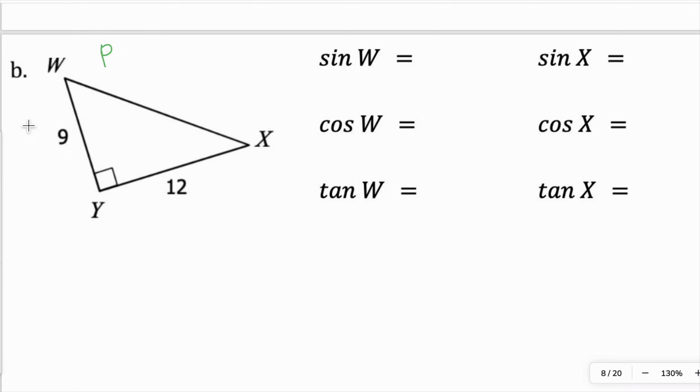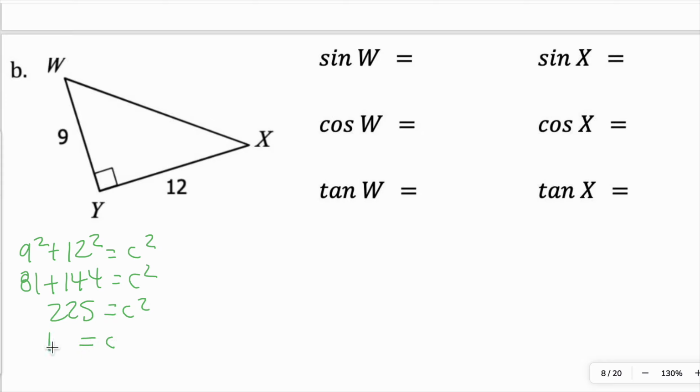All right, what we see here is we have option B, and we're missing that third side. So first what I did is I took 9 squared, added it to 12 squared to give me C squared. So that's 81 plus 144 is equal to C squared, or 225 equaling C squared. So that means C has to be 15. Next, we're going to find our sines, cosines, and tangents.